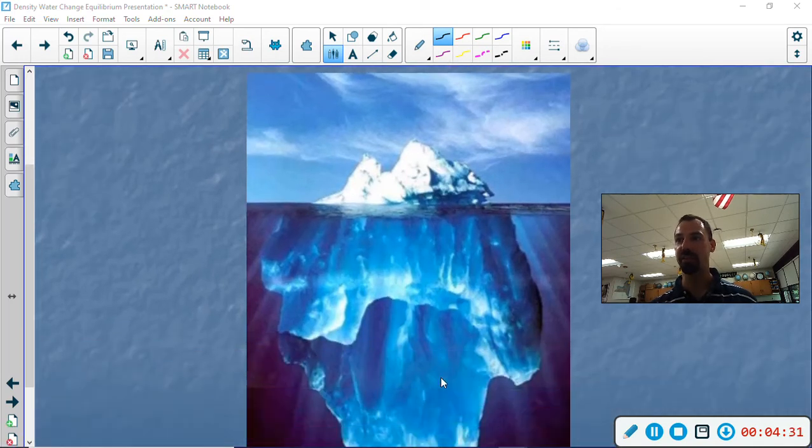So either way, doesn't matter how big it is, it will float in water. And you can see why the Titanic sank, hitting into one of these. 7/10 of the iceberg are actually underwater. 3/10 is out of the water. So it is buoyant, but most of it's still under the water. So that's what the danger of an iceberg is to a boat.